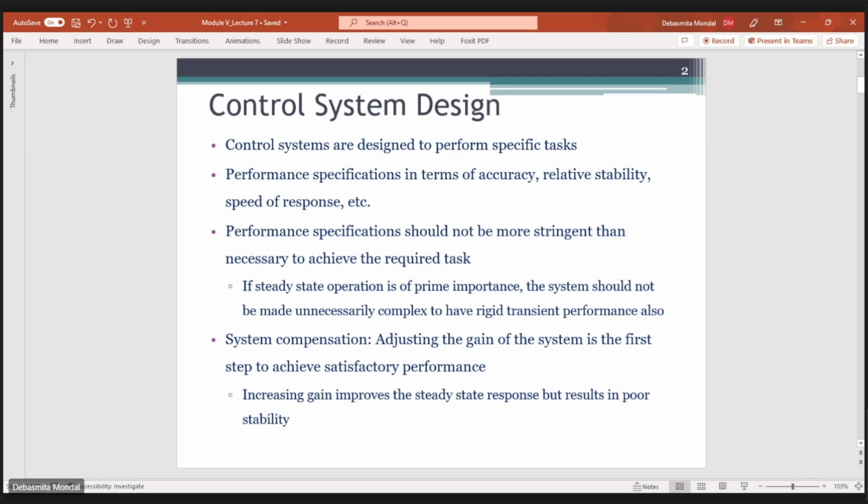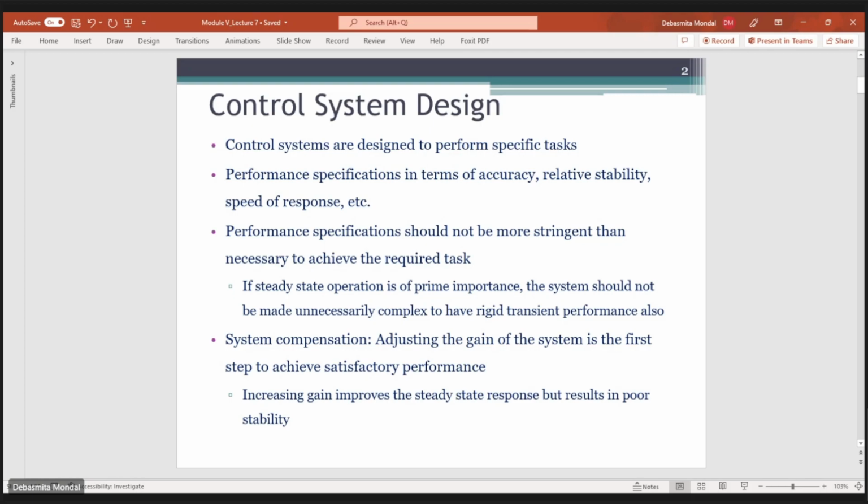Okay, so the moment a plant is given to you and a set of specifications is provided to you, the first line of action for obtaining that desired output is that we will first of all adjust the gain of the system, right? So that would be the first step to achieve a satisfactory performance. That adjustment of the gain of the overall system is usually done by something which is known as system compensation.